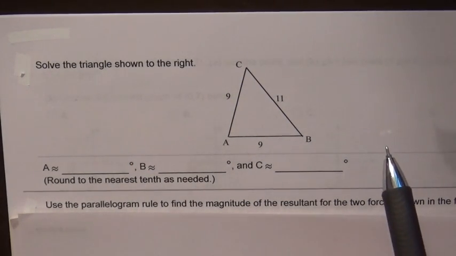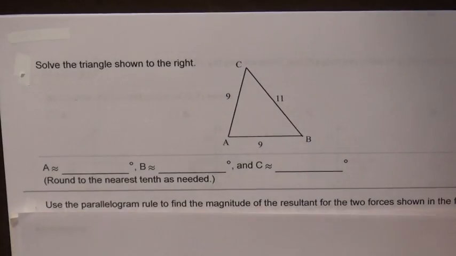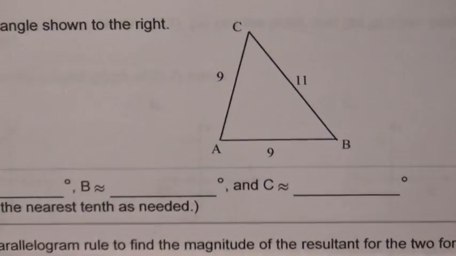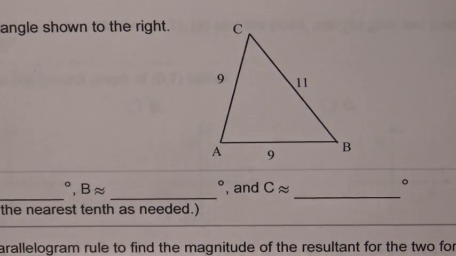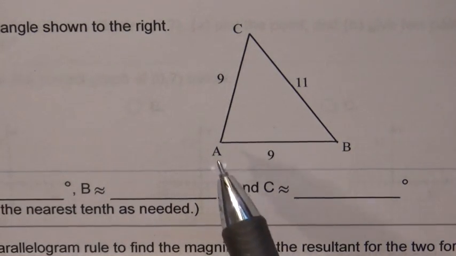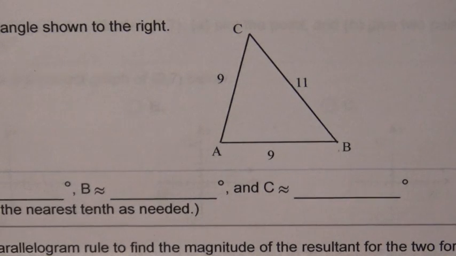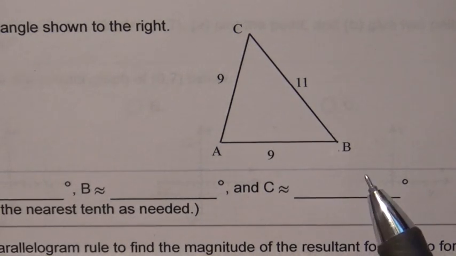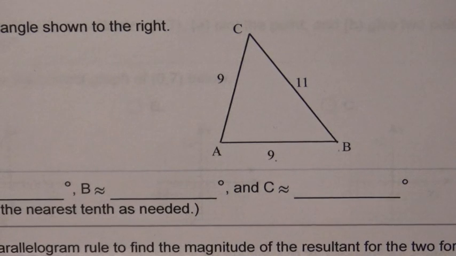Hopefully you can see this. This is just a printout directly from my MyMathLab, so these are some variations of the same problems that you're working on. You can see I have angle A, angle B, angle C, and then I've got side lengths of 9, 9, 11. So we're asked to determine all of the angle measurements.